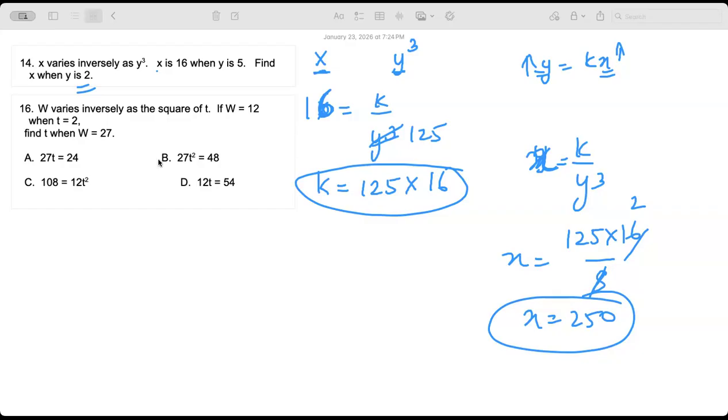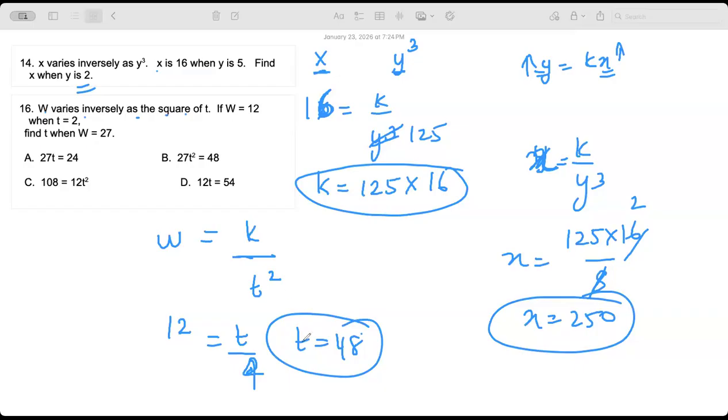Yeah, Rishit, the second question is asking whether it is A, B, C, D, right? Okay, I'll do that. So the second one says W varies inversely as the square of t, meaning W and t square are the two quantities. So here W equal to 12 when t is equal to 2. That means k by 4, right? k equal to 48, right? So with that same k, I can do the same thing for the next set. Rewrite your equation: k by t square. They're asking 27 is W.